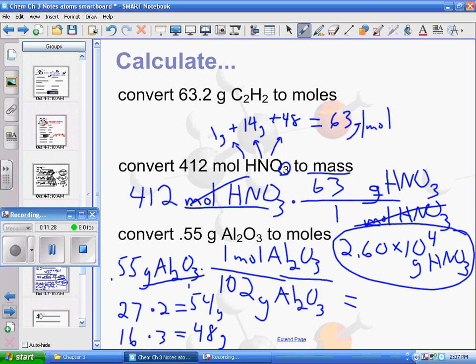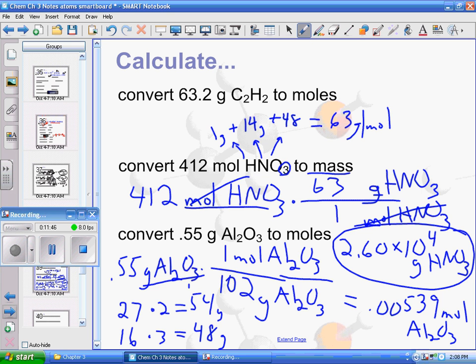And that is 0.55 divided by 102, gives me an answer of 0.00539 moles of Al2O3.